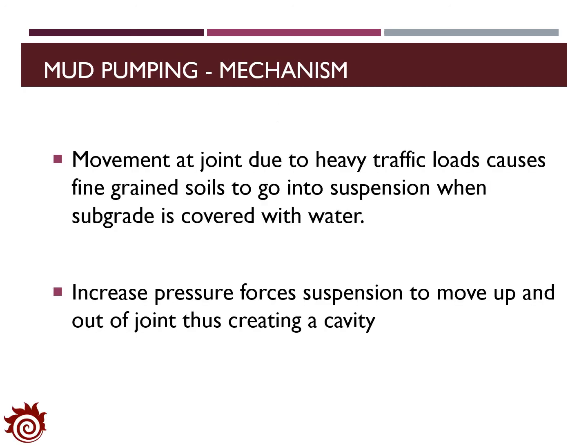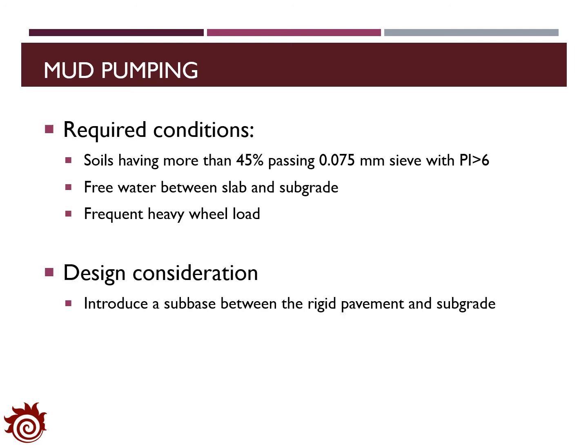So in summary, the mechanism of the mud pumping is that the movement at the joint due to the heavy traffic load causes the fine-grained soil to go into suspension when the subgrade is covered with water. And the increased pressure forces the suspension to move upward and out of the joint, thus creating some cavity behind the slab. There are some required conditions for the formation of mud pumping in rigid pavement.